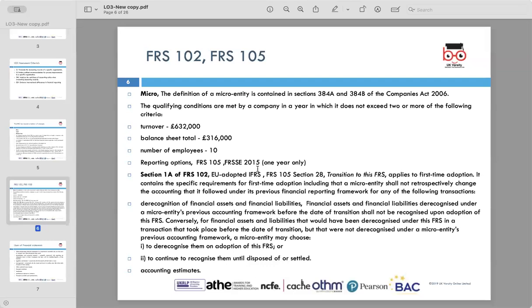Transition to FRS 105. Upon adopting FRS 105, micro-entities must follow specific requirements for first-time adoption. This includes maintaining the accounting treatment for certain transactions from the previous financial reporting framework, such as the derecognition of financial assets and liabilities, unless they choose to recognize them under FRS 105.